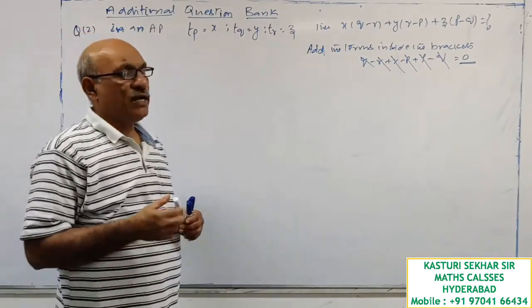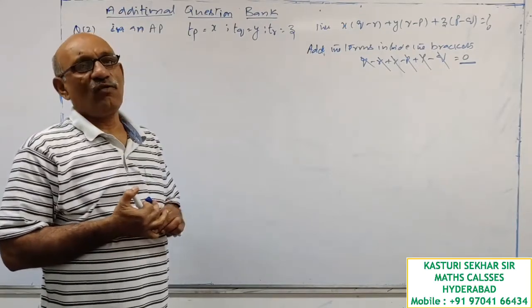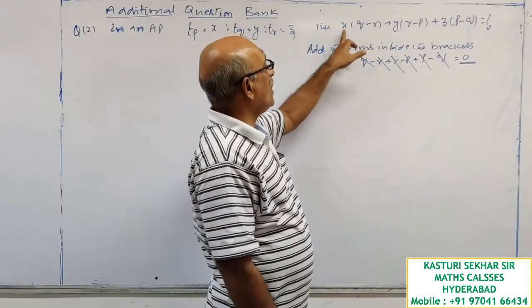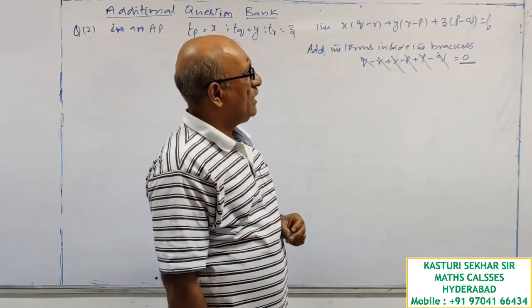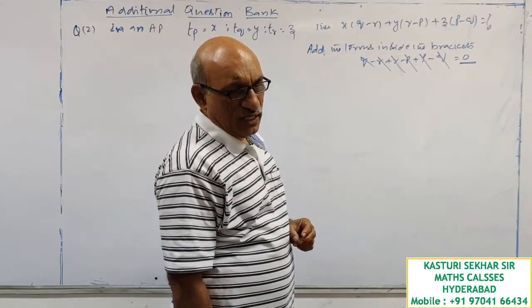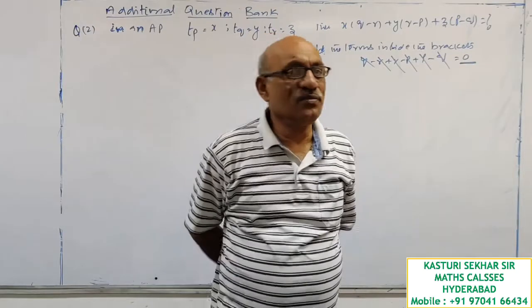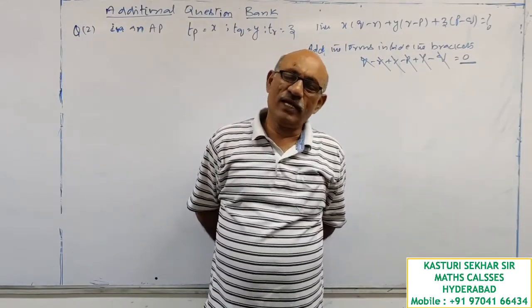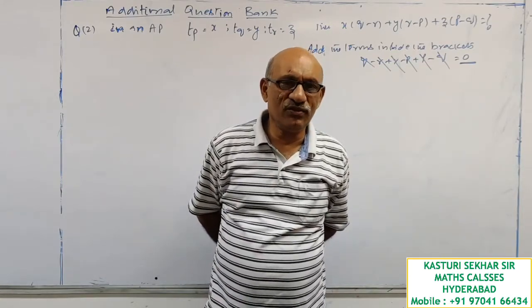Now here you will get a doubt. How can we add the terms inside the brackets when their coefficients are not same? Q minus R coefficient is X, R minus P coefficient is Y, P minus Q coefficient is Z. Since their coefficients are different, you cannot add the terms inside the brackets straight away. Okay, still the answer is 0, that I am proving. I am giving a descriptive approach for this.